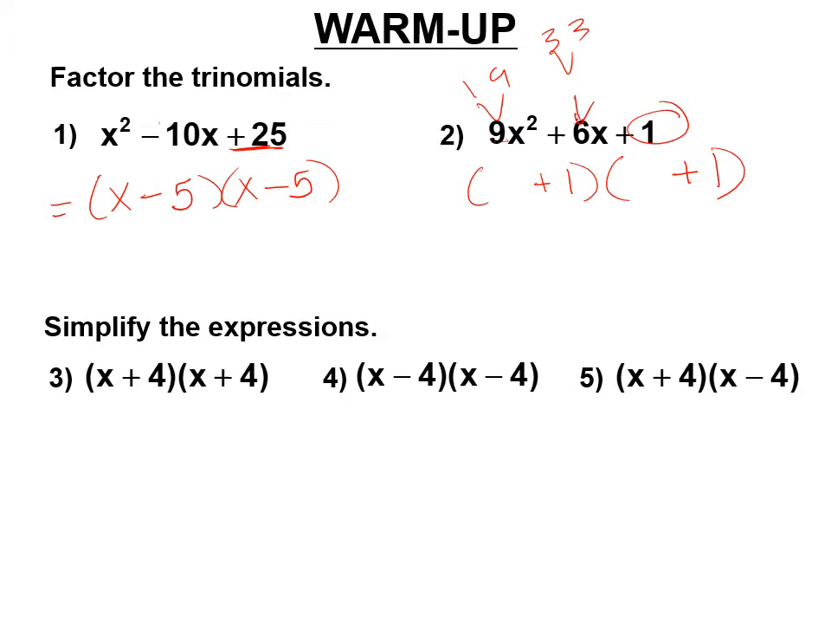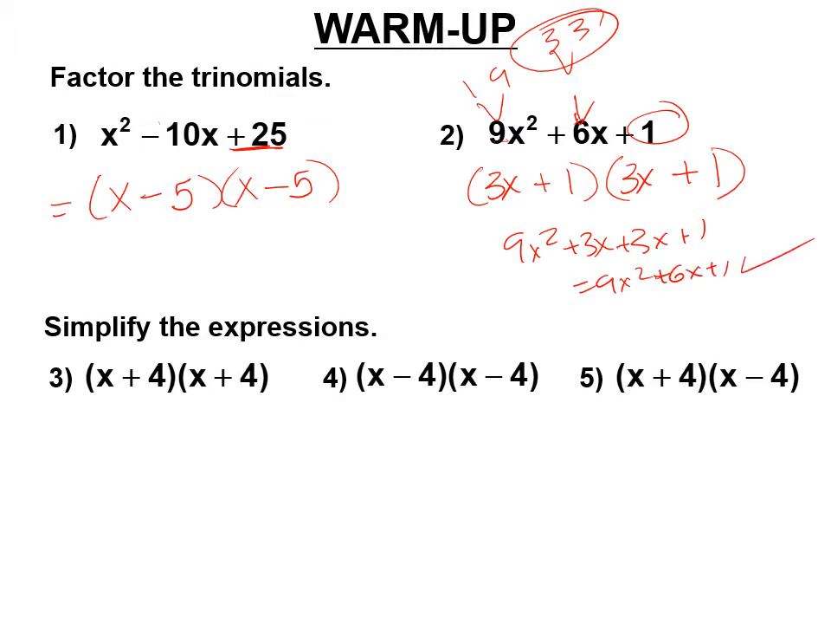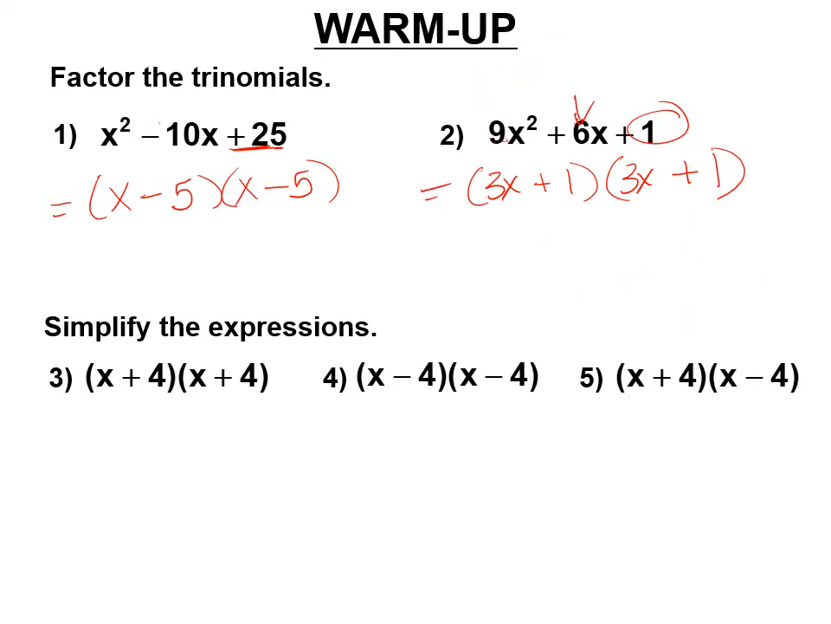I have to turn it into a 6, and I think 3x is going to be more likely to do that. Let's see. 3x times 3x is 9x squared, outer plus 3x, inner plus 3x. Yeah, that's the one, right? Plus 6x plus 1. So that checks. So it's 3x plus 1 times 3x plus 1. I want to erase this just because it's going to be in my way later. Okay, and clean that up.